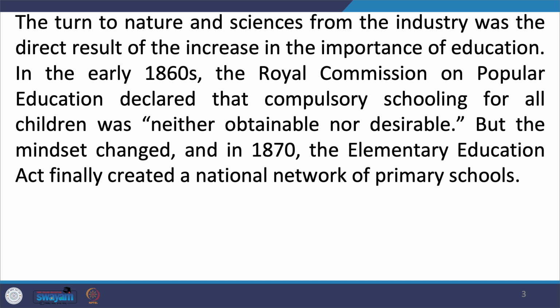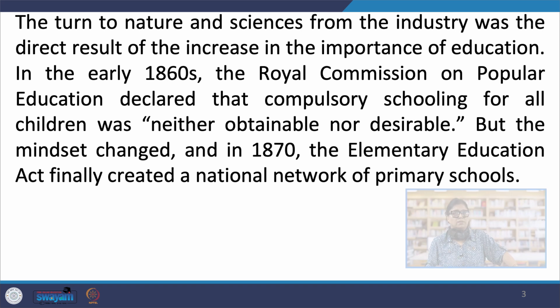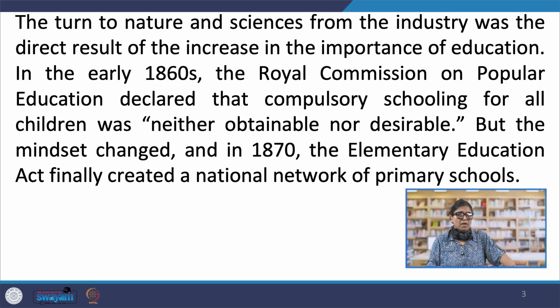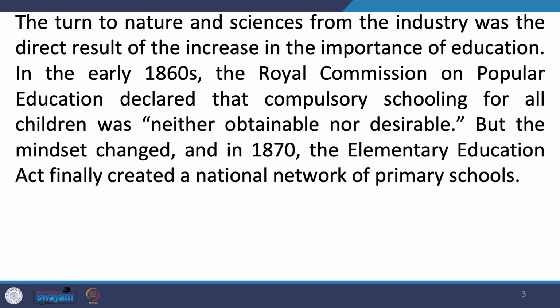The turn to nature and sciences from the industry was the direct result of the increase in the importance of education. In the early 1860s, the Royal Commission on Popular Education declared that compulsory schooling for all children was neither obtainable nor desirable, but the mindset changed, and in 1870, the Elementary Education Act finally created a national network of primary schools. Similar provisions for secondary education were not passed until 1902.